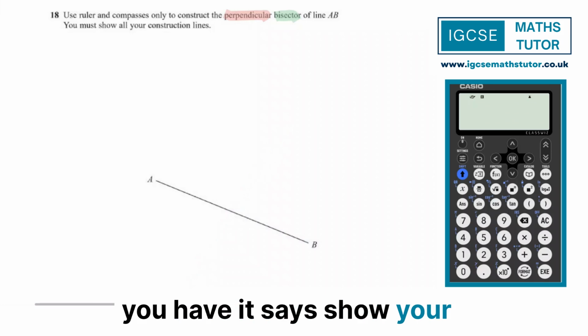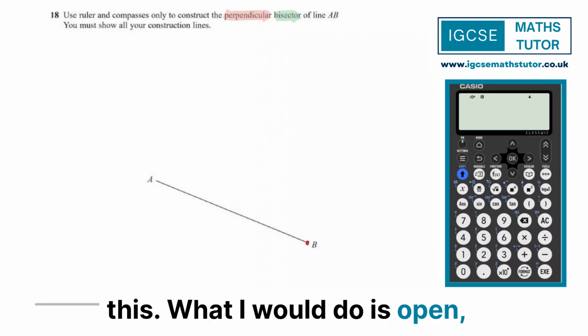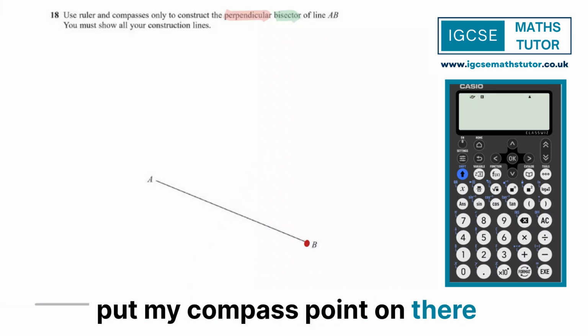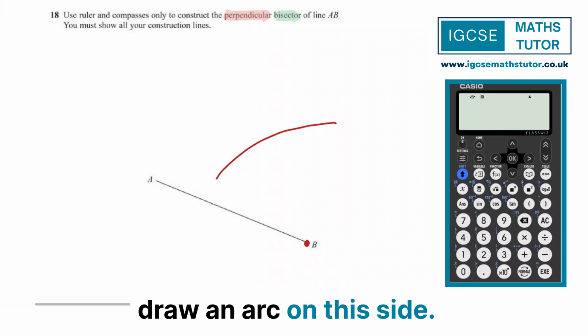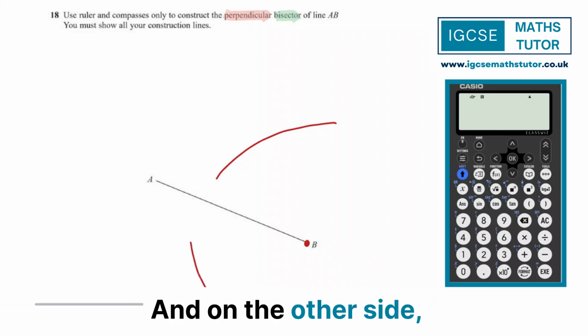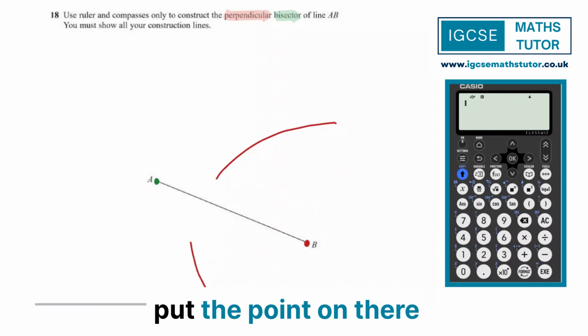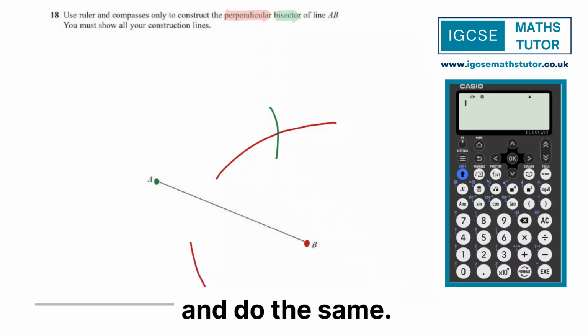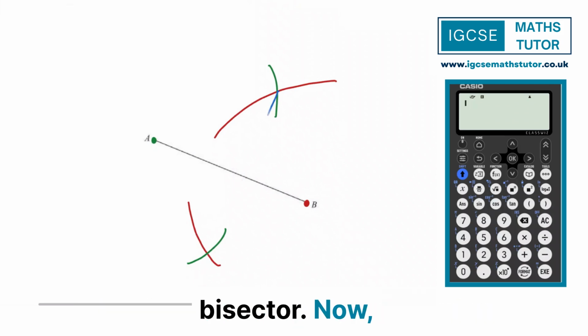Now it says show your construction line, so we have to show how we did this. What I would do is put my compass point on there and open it up over halfway and draw an arc on this side and on the other side. I would then take my compass to the other side, put the point on there and do the same. And what we get are these two crosses, which when we join them up should give us the perpendicular bisector.